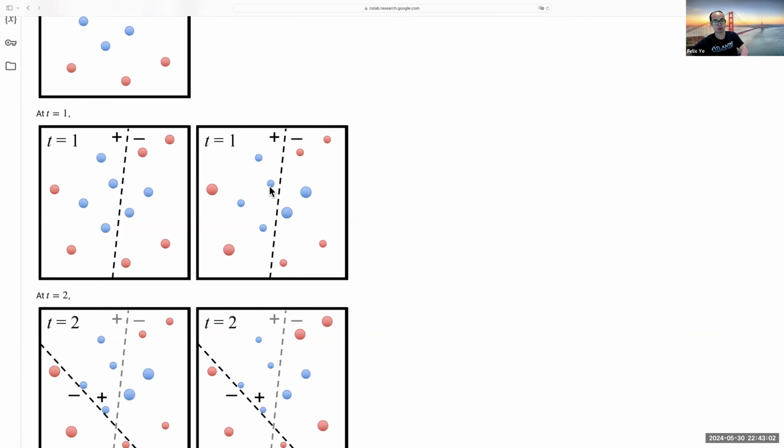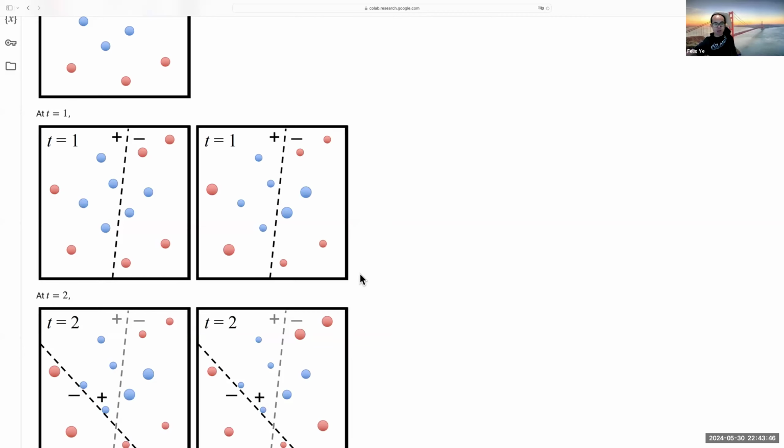For those balls where we make correct predictions, I'm going to proportionally shrink the weight a little bit. On the other hand, for those balls that we make mistakes on, for example these four balls, I'm going to proportionally increase the weight a little bit for the next round, such that the next round's predictors put emphasis on these four balls, so that hopefully they can make better predictions for them.